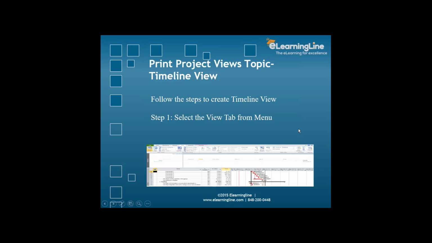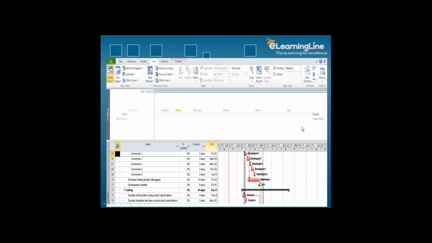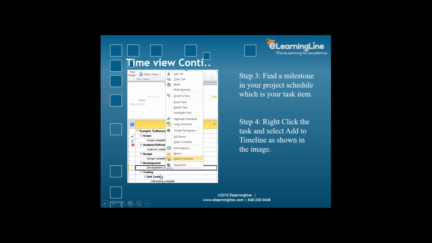So step 1, select the view tab from the menu. Then this is what you end up with. This is exactly what the screen looks like. So as you see here, that's when we go from the view. And once we come to this screen, on the right hand we see the Gantt chart, and on the left hand we have all the task items which are listed.